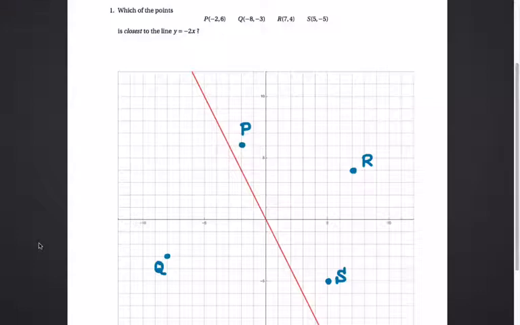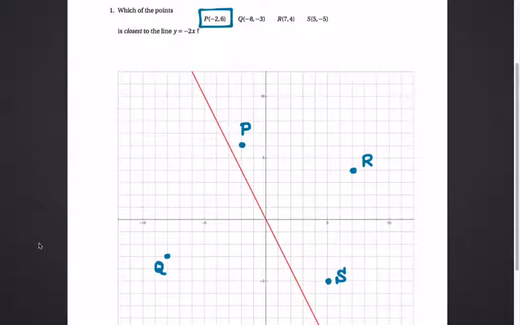So again, the question is, of these 4 points, P, Q, R, and S, which one of them is closest to the line y equals negative 2x? So what did you try? Plotting the points and deciphering from vision. Great. So you plotted the points, as I did up here, and then visually we can look and see which one of these is the closest? P. All right, so let's all agree upon that for the meantime.